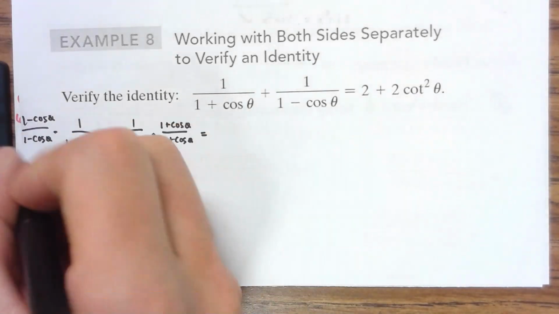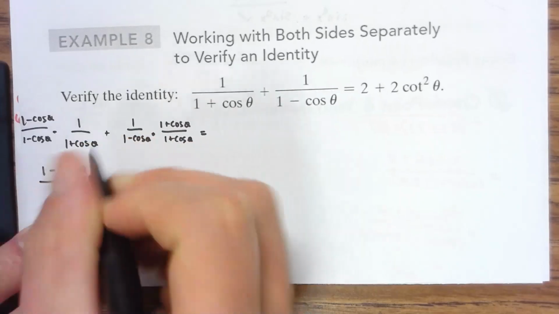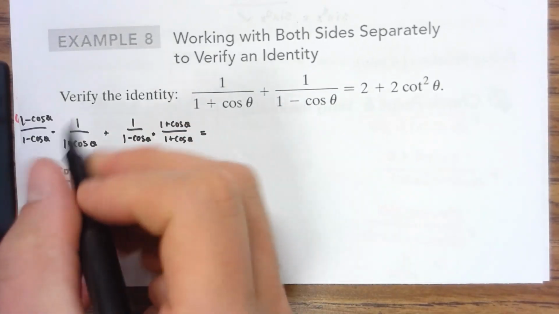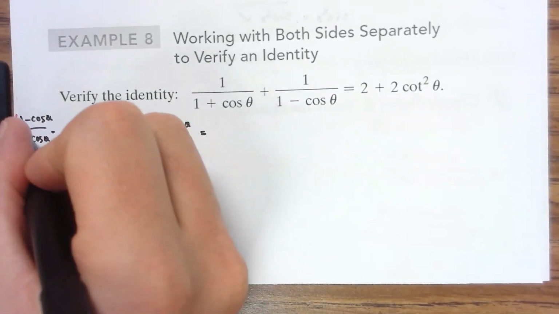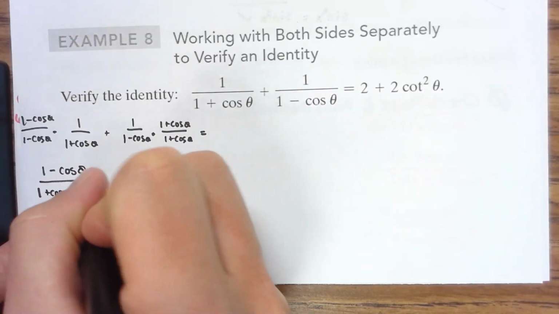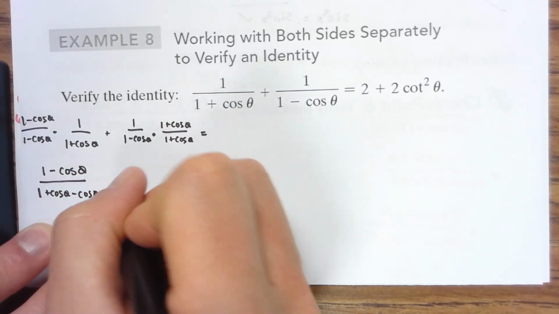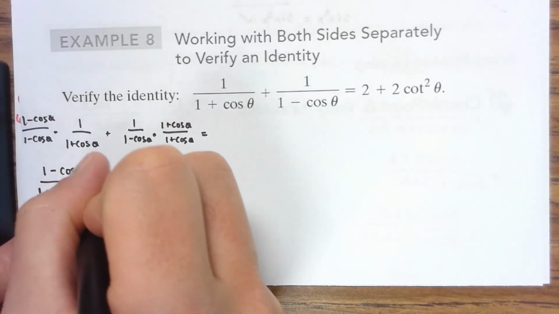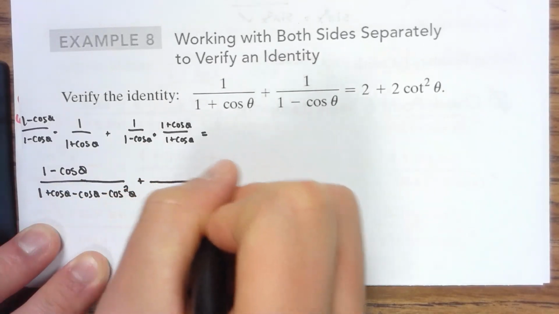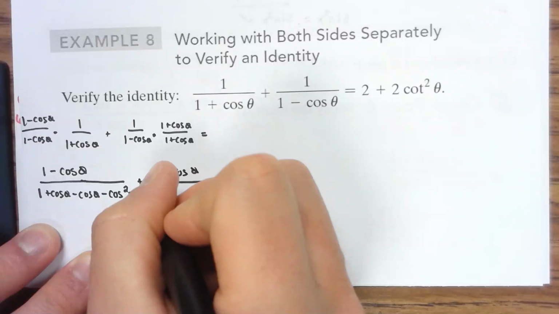So 1 minus cosine of theta is this new numerator. In the denominator, I get 1 times 1 is 1. I get positive cosine of theta minus cosine of theta. And then negative times a positive makes this negative cosine squared of theta. And then essentially the same thing, 1 plus cosine of theta over that same denominator.